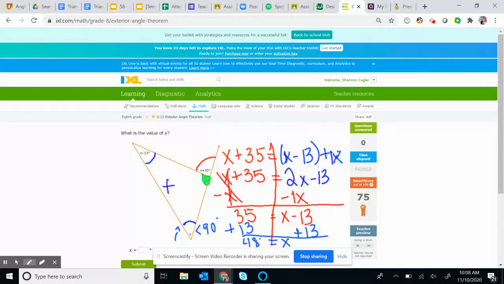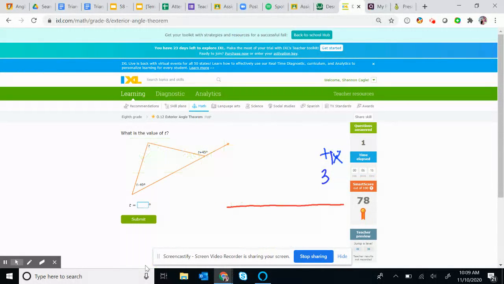This would also be an acute angle. So 48 minus 13, that would give us 35. So that would also be acute. So we can check it that way as well. So then let's come over here and type it in. Ta-da! Now you give it a try.